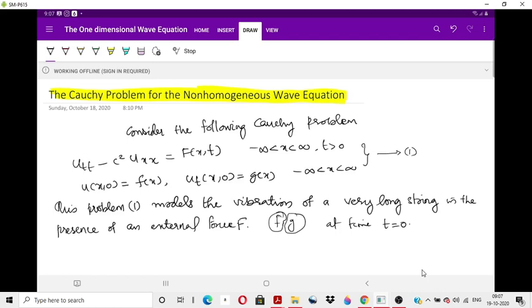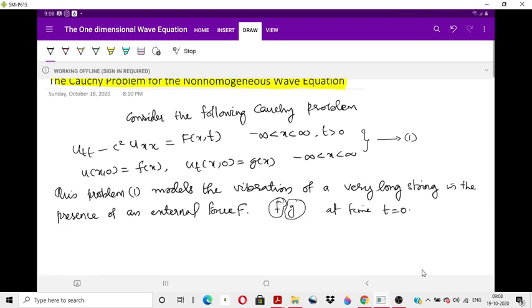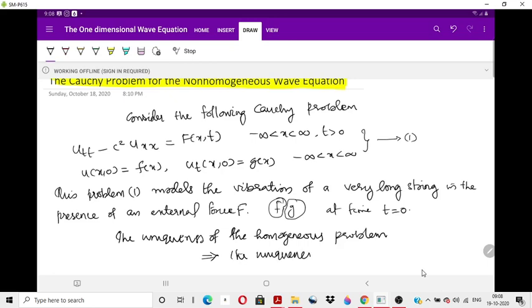Now we will prove that this non-homogeneous equation always admits at most one solution. That can be proved from the uniqueness of the homogeneous problem, or we can say that the uniqueness of the homogeneous problem implies the uniqueness for the non-homogeneous problem.